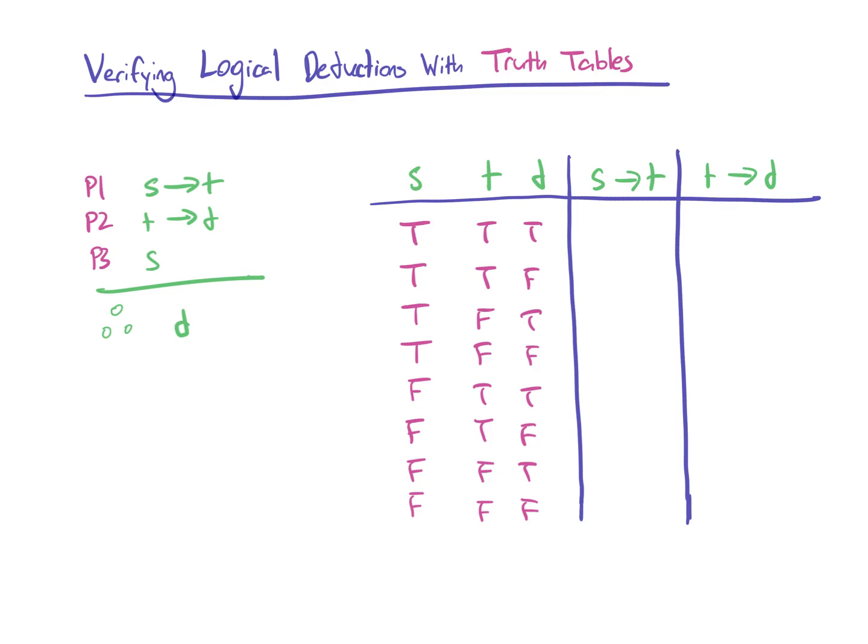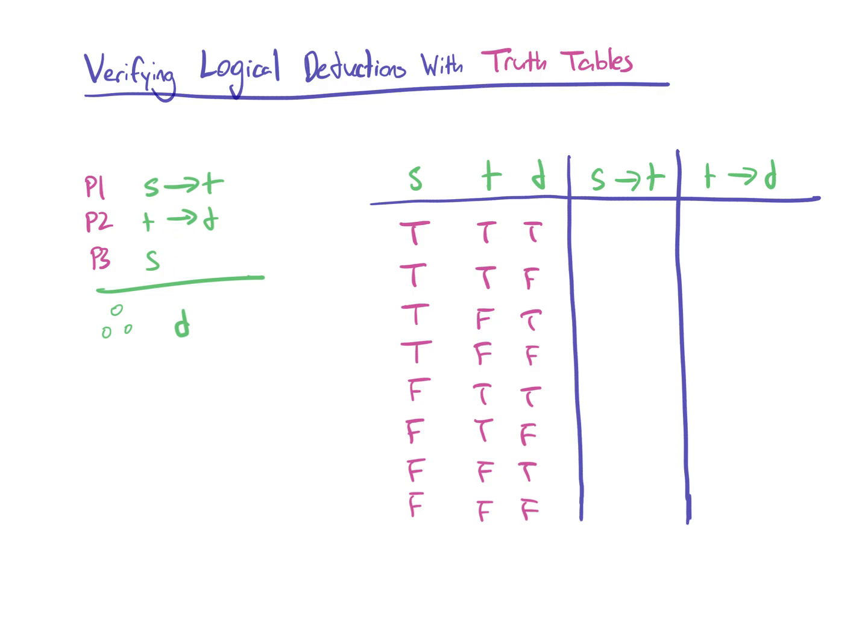One of the simplest and most reliable ways to check a logical deduction is to form a truth table that includes all of the premises and the conclusion. So, in the deduction that we did earlier, our premises are S implies T, T implies D, and S is true. So those are our premises.